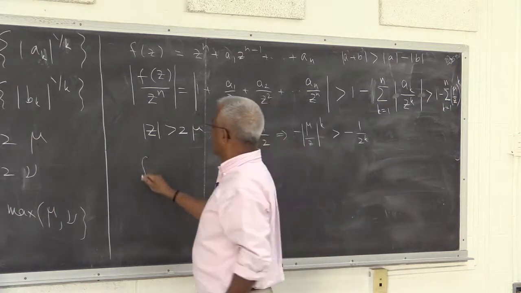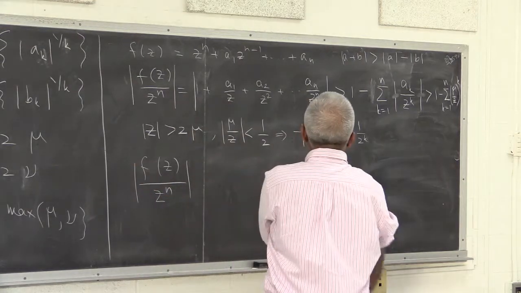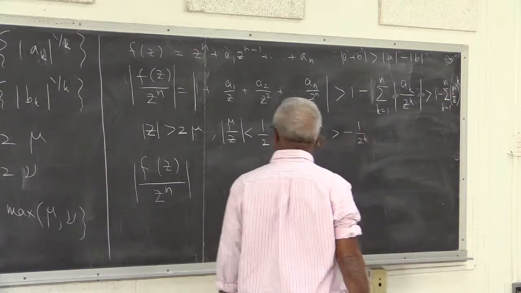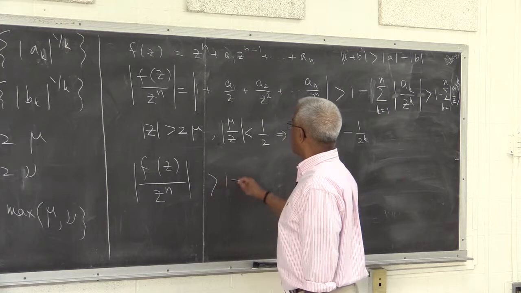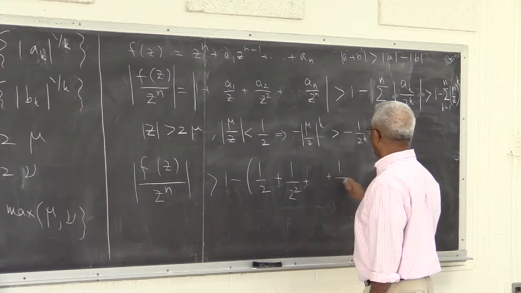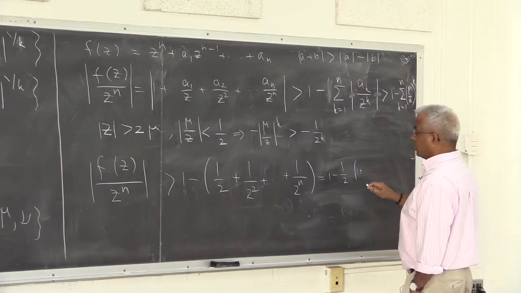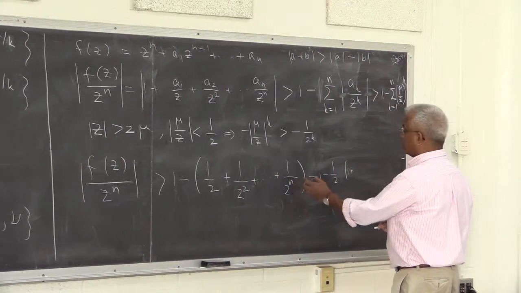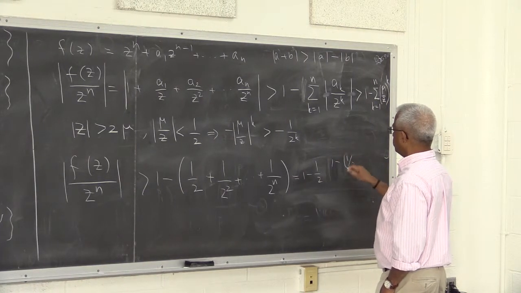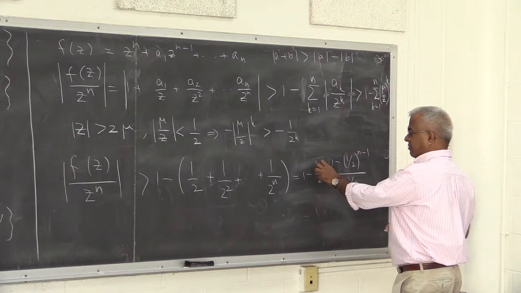So if I substitute that there, this becomes |f(z)| over |z|^n is greater than 1 minus (half plus 1 over 2 squared plus etc. 1 over 2 to the power n). So this is 1 minus half multiplied by (1 plus 2 plus etc. 2 to the power n minus 1). So that's 1 minus half times (half to the power n minus 1) over (1 minus half). 1 minus half is half. Half cancels.